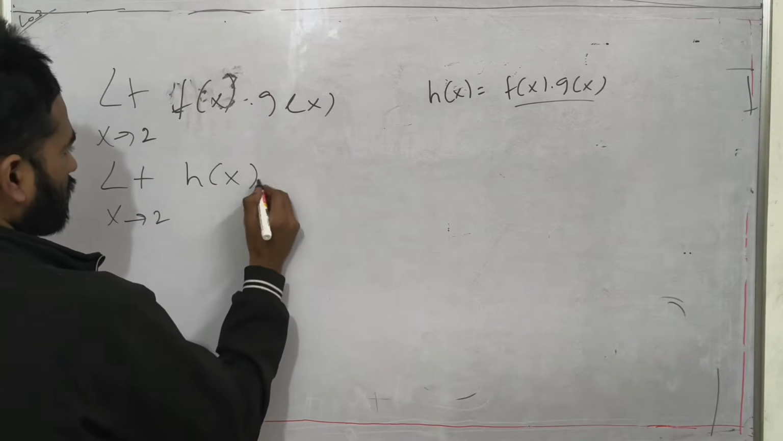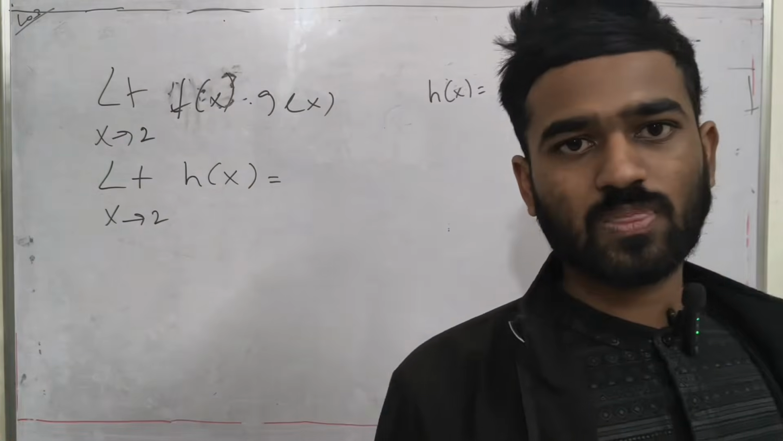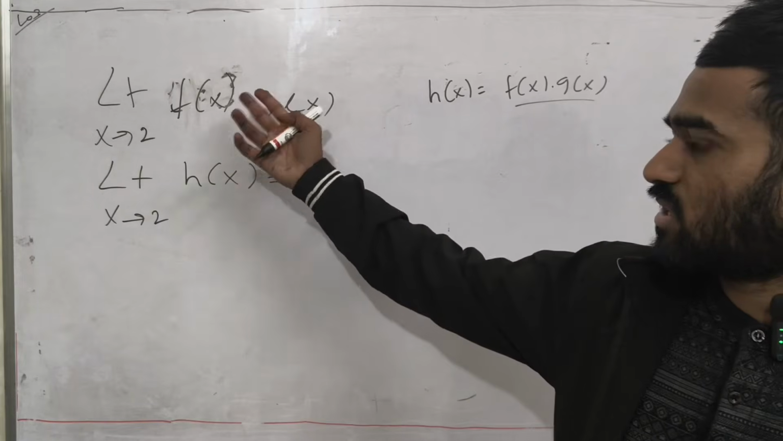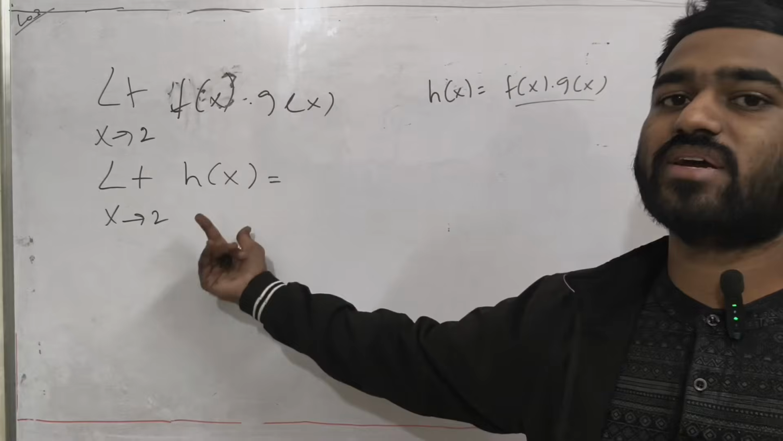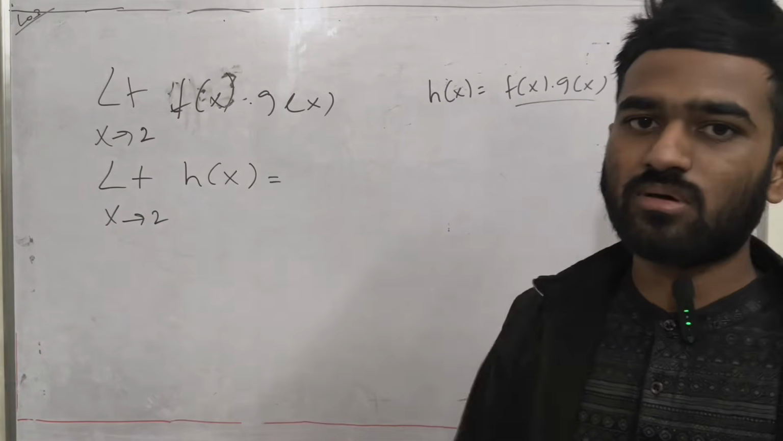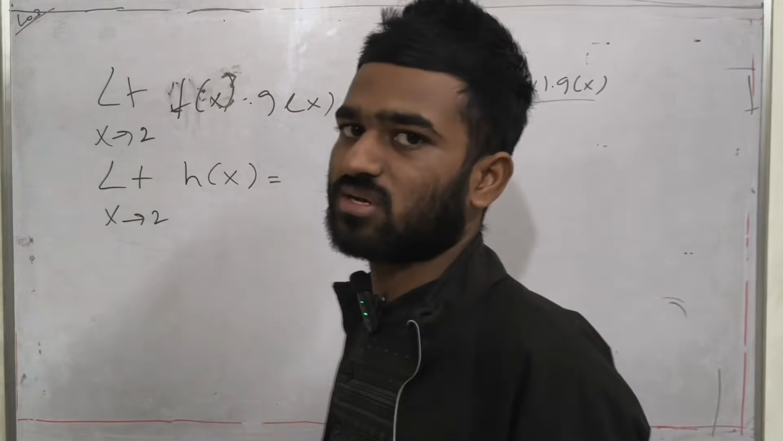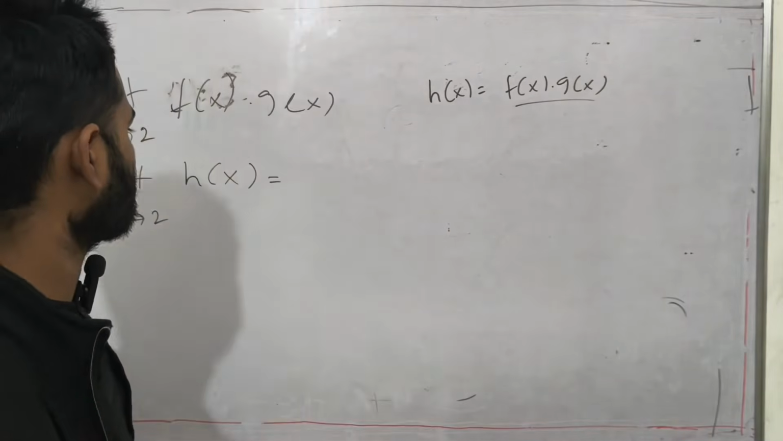h of x equals. Here for h of x, instead of finding individual limits, we are taking the multiplication as a single function h of x, and we are finding the left hand limit of h of x and the right hand limit of h of x, and we are seeing whether they are equal or not. Okay, if they are equal, then the limit exists. If not, the limit does not exist.